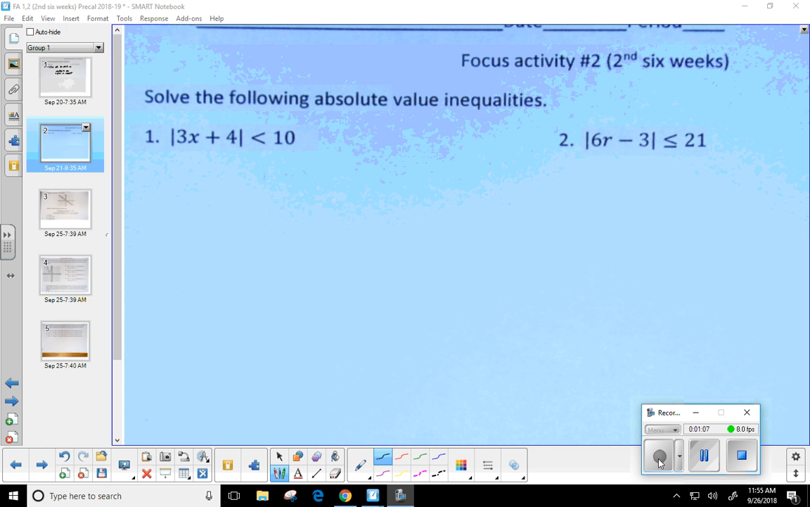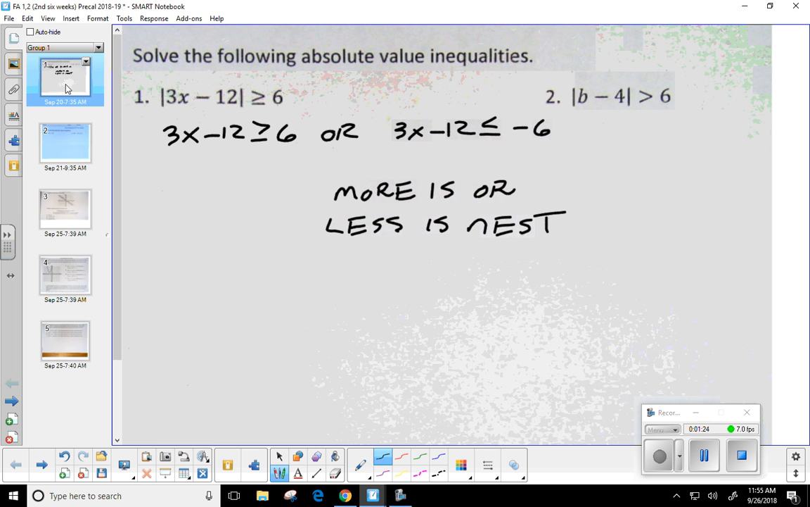Now, last week we got the first one, and I should still have copies over there in the filing cabinet if anybody needs one. Last week, I believe Miss Stone worked that with you. She was talking about absolute value inequalities, and this is the focus activity she did with you, and she brought up the little rhyme: more is or, less is nest. It was kind of unusual. A lot of people were like, what does less is nest mean? We haven't had the ability to look at it until now.